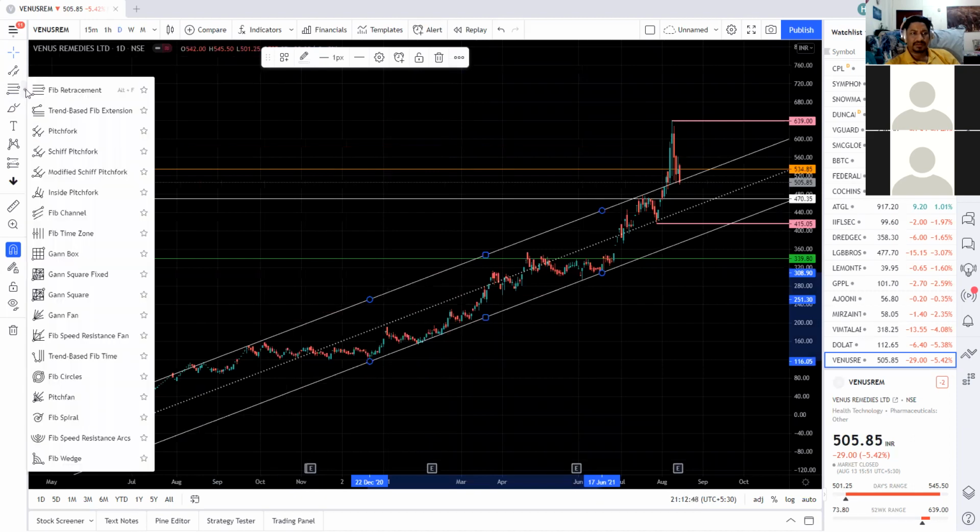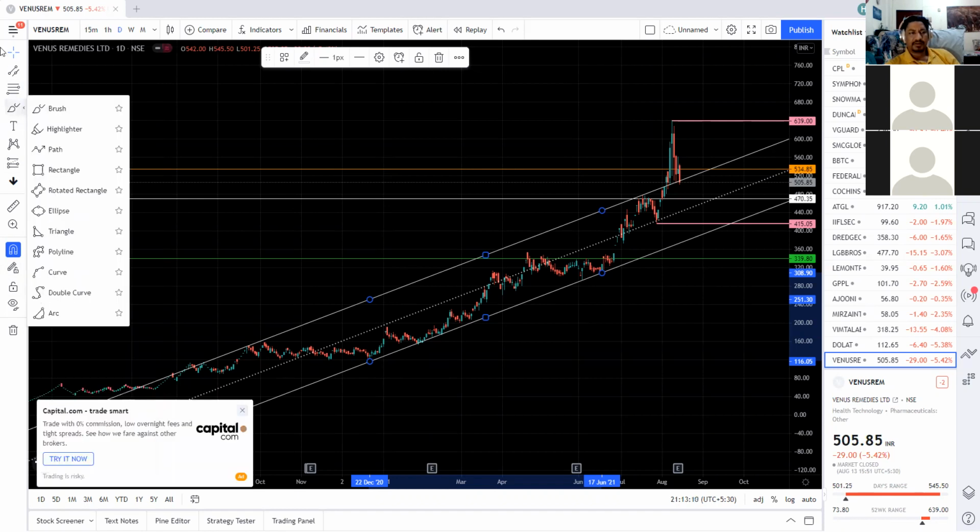Next one, there are some tools here. Fibonacci retracement. We will learn about this one. Others, as of now, not needed. I am also not using them. If somebody is interested, he can learn about the GANN box. What are the GANN fib circles? I don't know, I'm not using it.